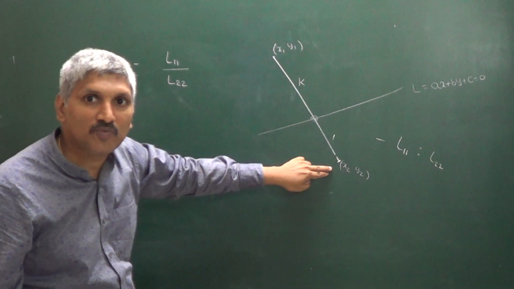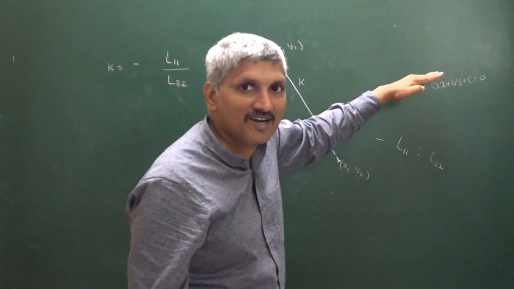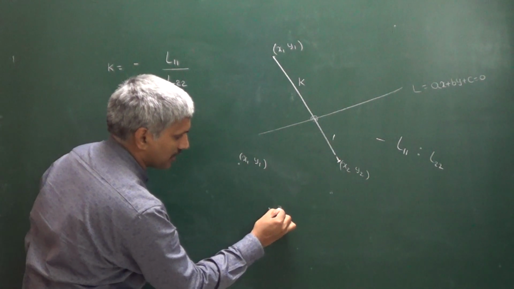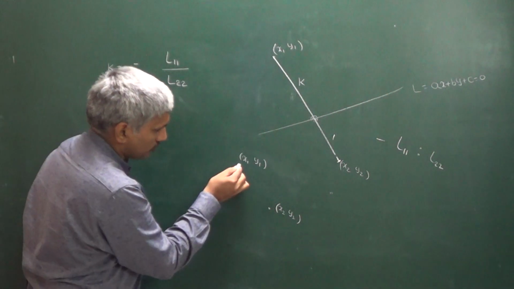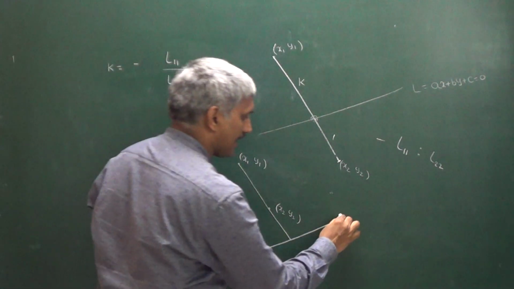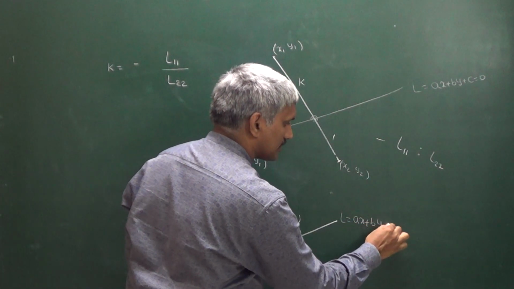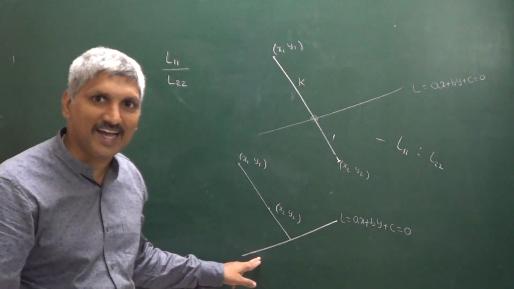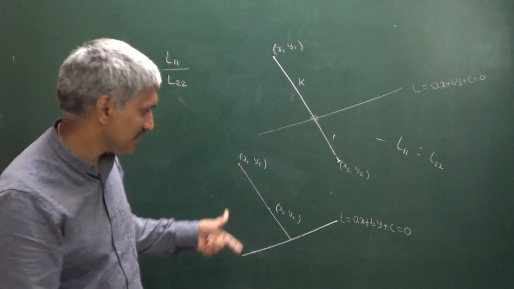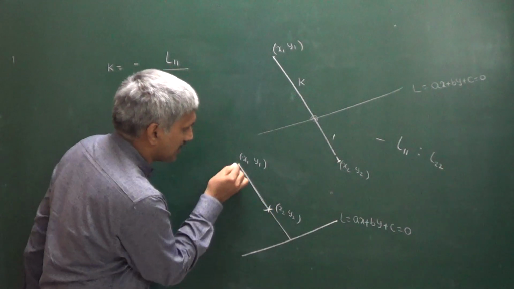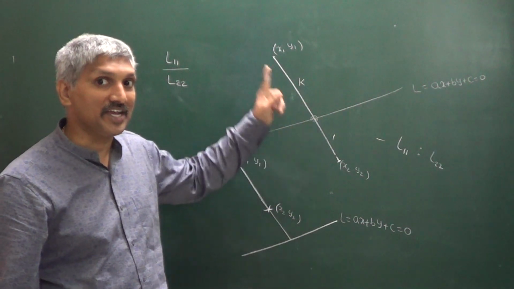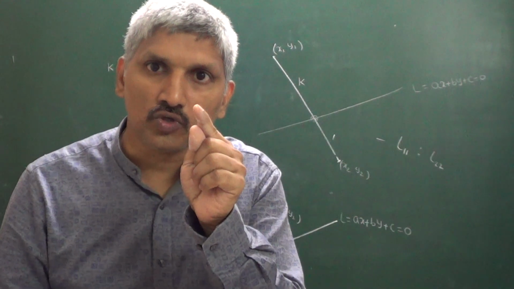Observe here: the line divides these two points in the ratio k:1 internally. This is the point (x1, y1) and this is the point (x2, y2). Join these two points. This is the line L = ax + by + c = 0. Now suppose the line divides the two points in the ratio k:1 but externally, where this segment is divided by the line externally, whereas here the line divides internally. So if the ratio is positive, the division is internal division.